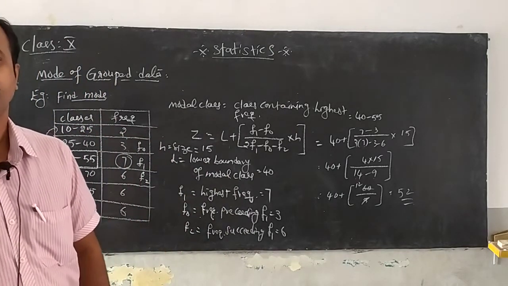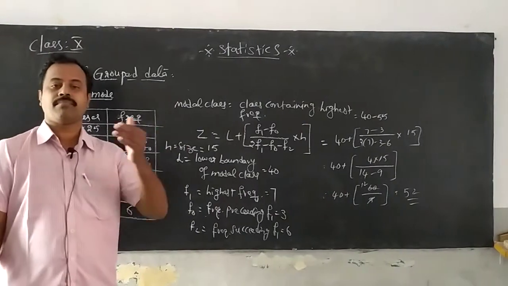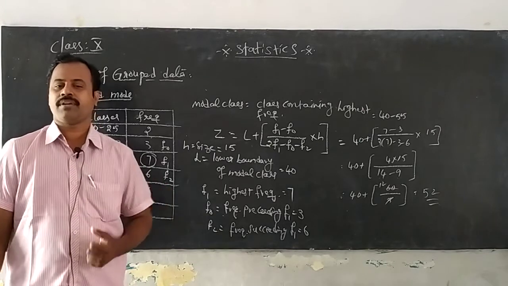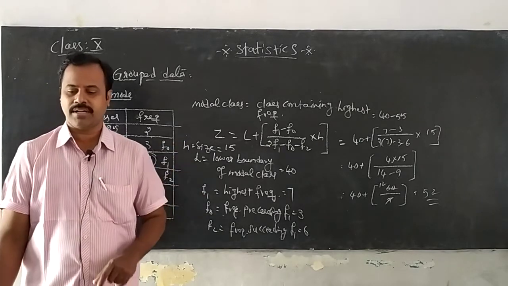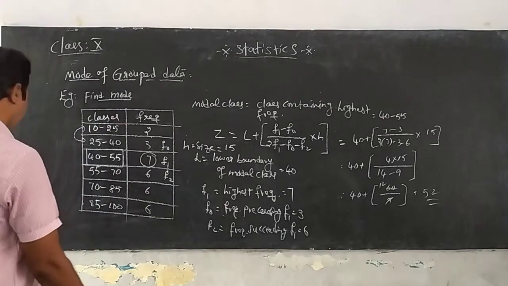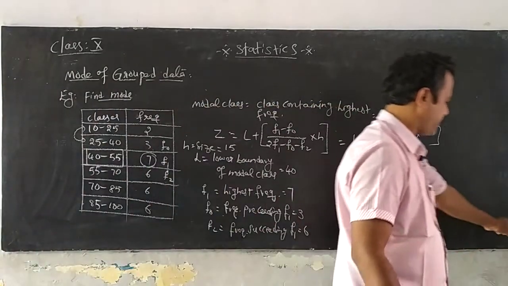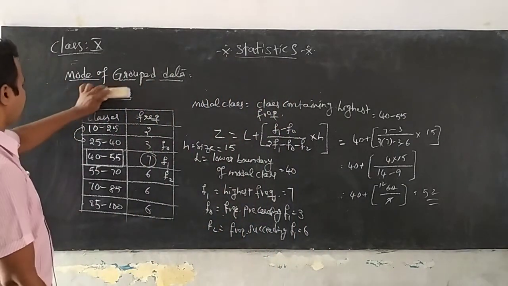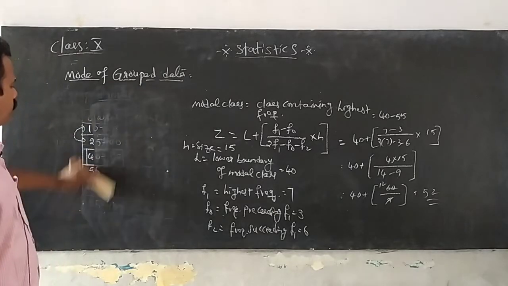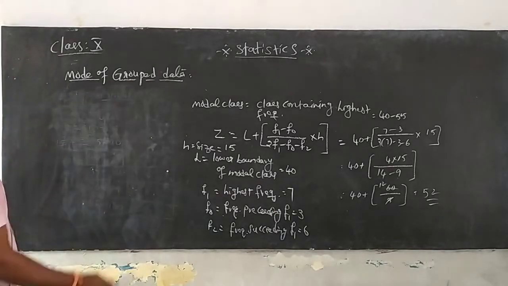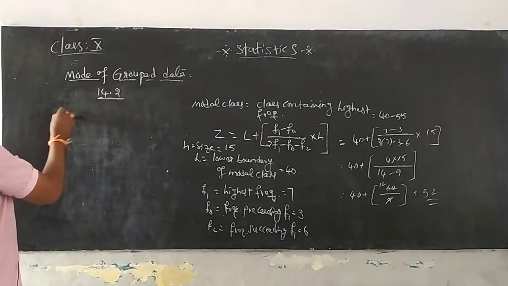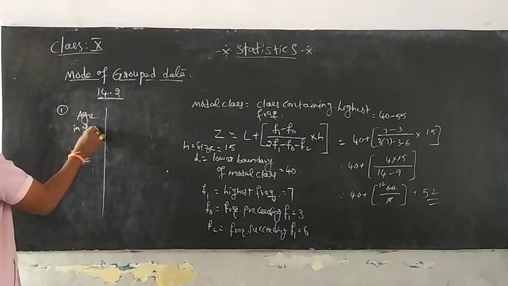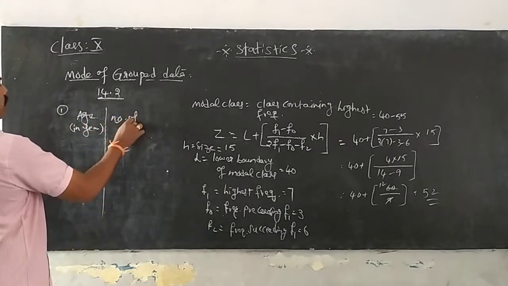Now we go to exercise 14.2, the first question, where it is asked to find the mean and mode. You know the method of finding the mean, so I am not going to do the mean again. We just find the mode for the given data. The data has age in years and number of patients.